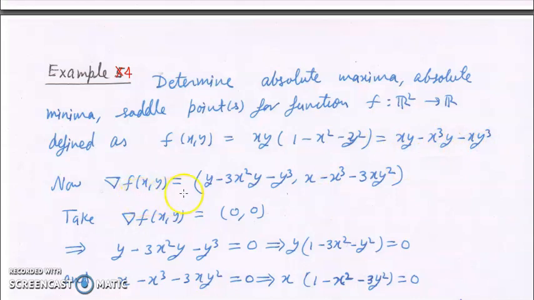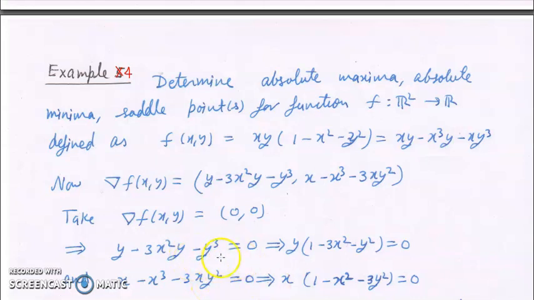So the gradient of f(x, y): let us differentiate partially with respect to x, so we will get y minus 3x square y minus y cube, and let us differentiate partially with respect to y, so we will get x minus x cube minus 3xy square. Let us put it equal to 0, and we have two equations: y minus 3x square y minus y cube is equal to 0, and another equation is x minus x cube minus 3xy square is equal to 0.